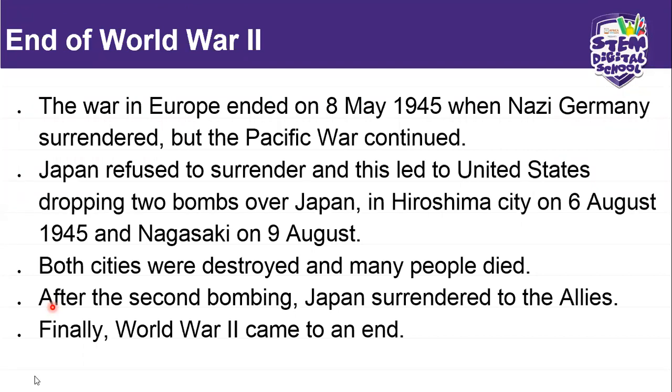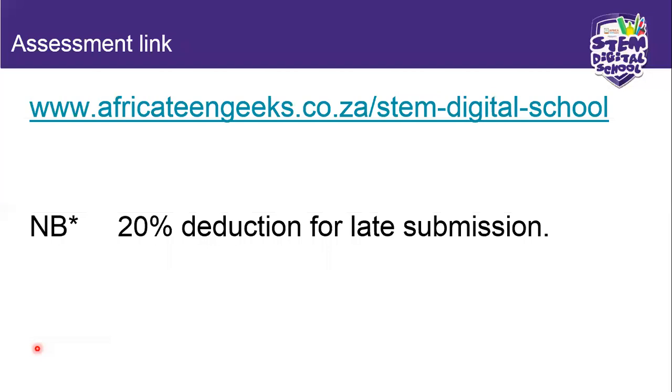Okay, grade 9. So that was World War II. We're just revising. I hope you got something. And then this is the assessment link. I'm sure you are used to it. Remember, you're writing my test today. I was told that there is a 20% deduction for late submission. Please note, 20% deduction for late submission. So when you write your test, you submit there and then. Do you understand? Any other questions?